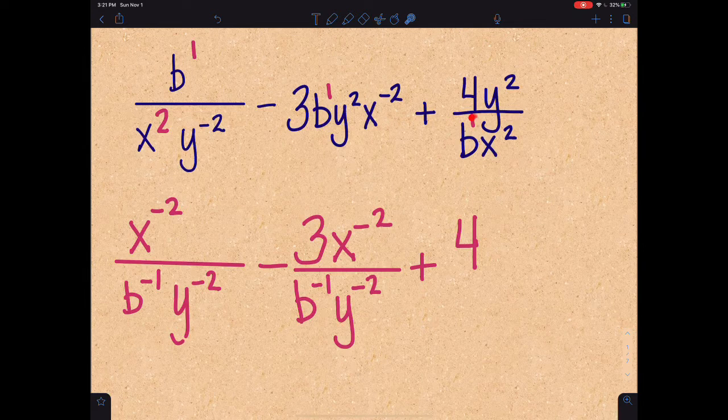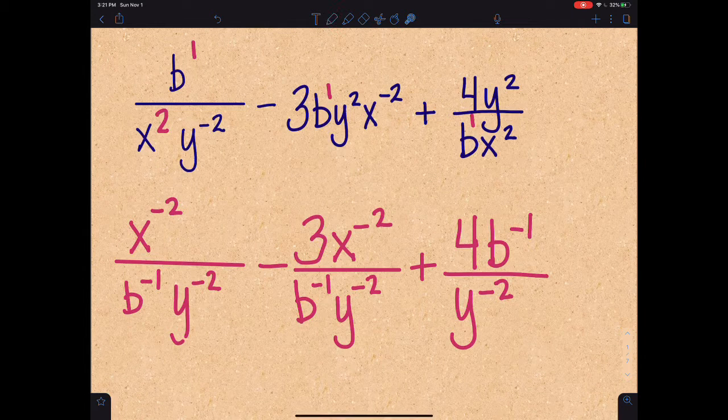See this b to the 1 on the bottom? I'm going to move this to the top and do b to the minus 1. Now I'm going to deal with this y, and it's y squared. I'm going to move it down to the bottom and do y to the minus 2. And then this x squared on the bottom, I'm going to move it to the top and do x to the minus 2 on top. Okay, so this is the expression if we rewrite everything in terms of negative exponents.